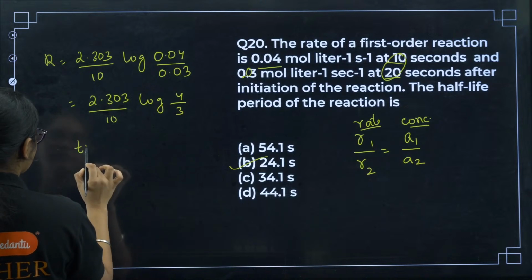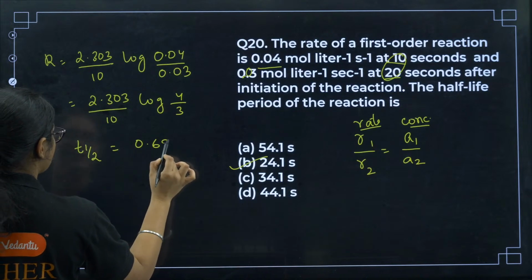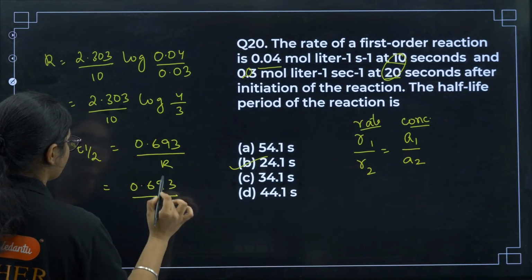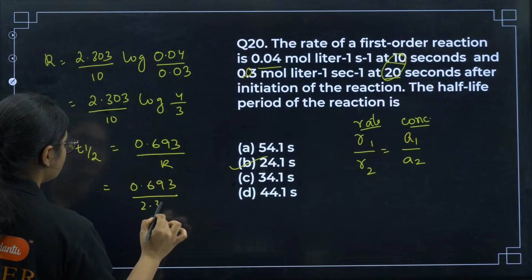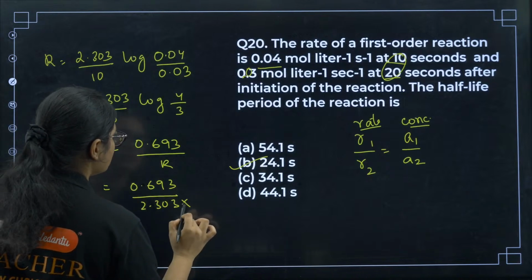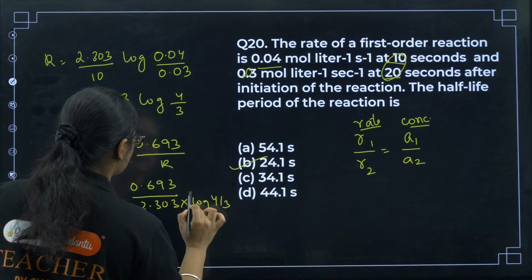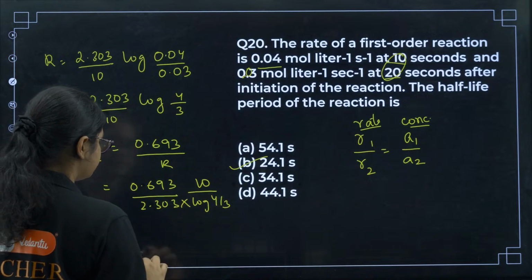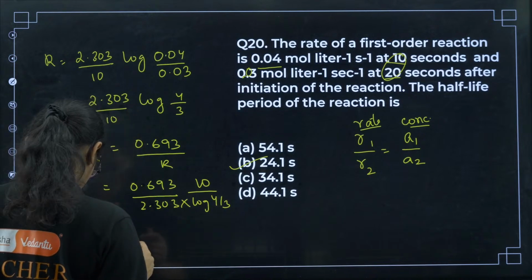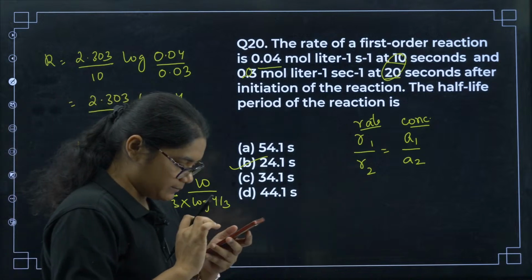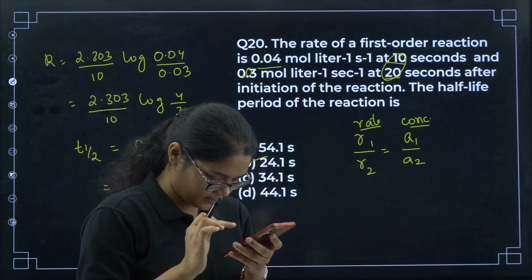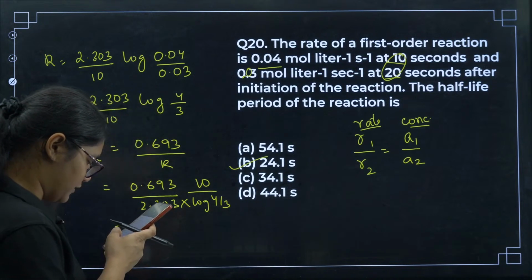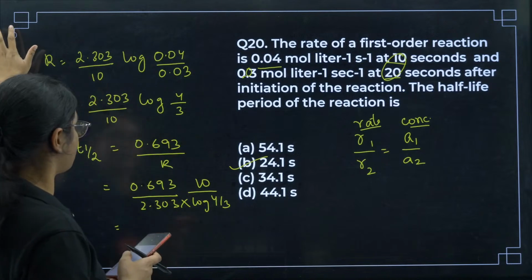Now what is the T half value? T half is 0.693 by K, so I can write it like 0.693 by the K value, that is 2.303 into log of 4 by 3 divided by 10. So if you solve this, we will be getting around 24 seconds. So let me see how many of you have answered it correct. Yes, very good, Hanan, very good, Kaushik, everybody has given correct answer. B is the correct answer here.